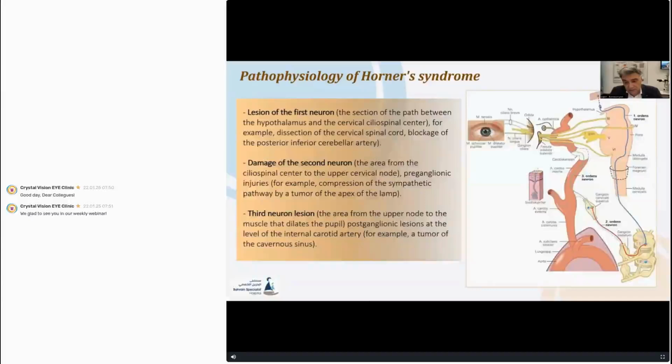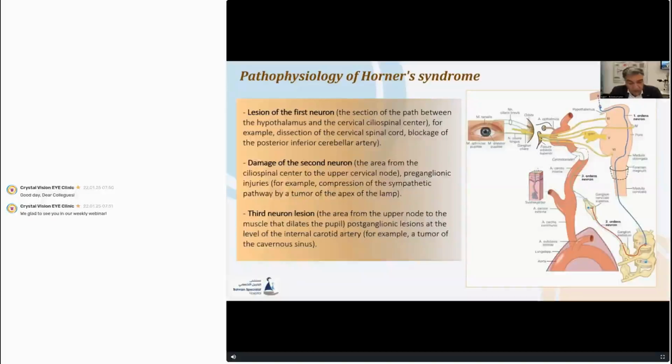As we know, the path from the cervical ganglion to the eye consists of neurons. Damage to the first neuron is in the section of the pathway between the hypothalamus and the cervical spinal center. It can be caused, for example, by a cervical spinal cord injury or by the blockage of the posterior inferior cerebellar artery. Damage to the second neuron is in the section from the spinal center to the upper cervical ganglion, for example compression of the sympathetic pathway by a tumor of the apex of the lung.